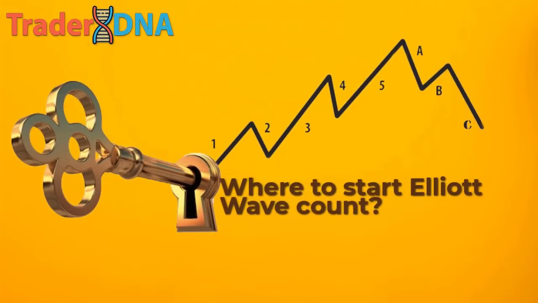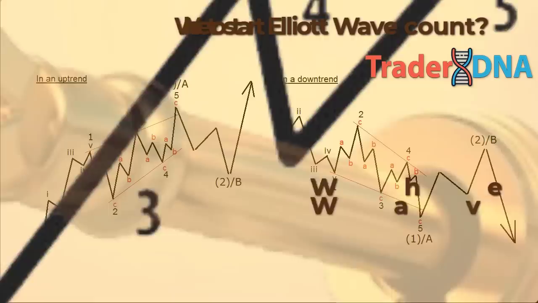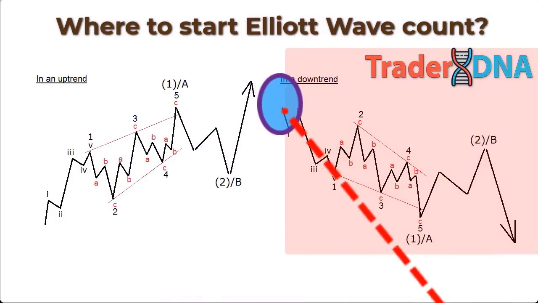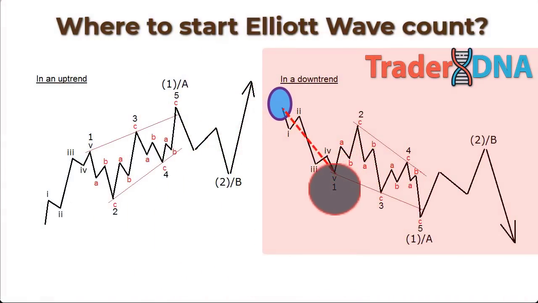To begin an Elliott Wave count, traders have several methods they can use, but the best approach is to start at either an extreme swing high or low. For example, starting the count at a high identifies a movement to the downside, while starting at a low identifies a movement to the upside.